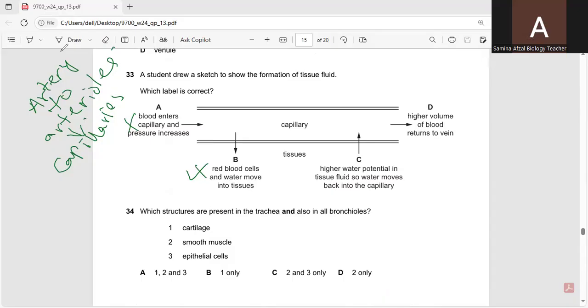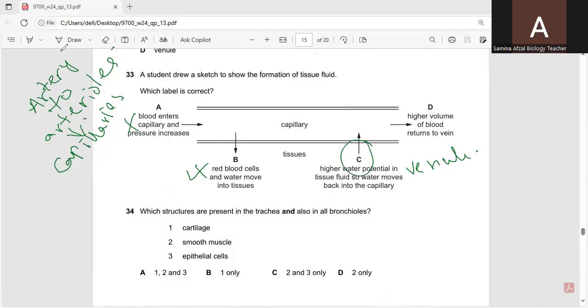When the pressure is dropped, the osmotic pressure becomes relatively higher inside the capillary than in the tissue fluid. This means the water potential in the tissue fluid is higher than the water potential inside the capillary. Due to this water potential gradient, water moves by osmosis from the tissue fluid. So this label describes the process of water re-entering the capillary at this end, which is called the venule.